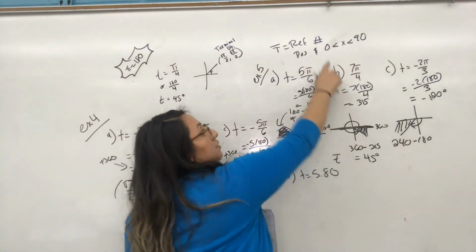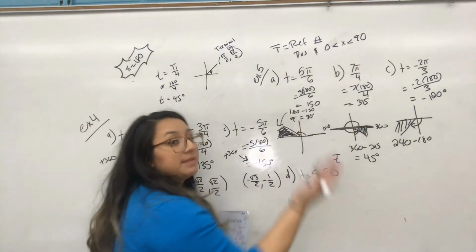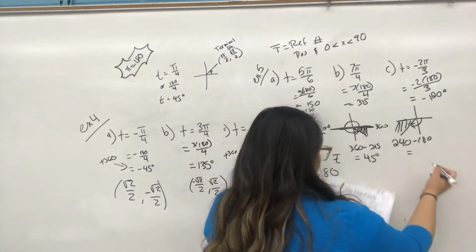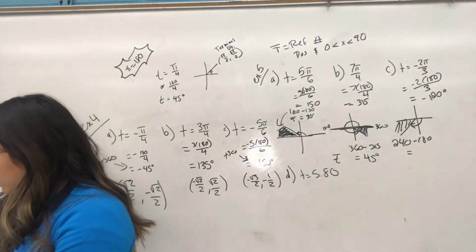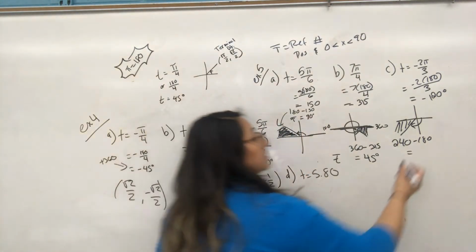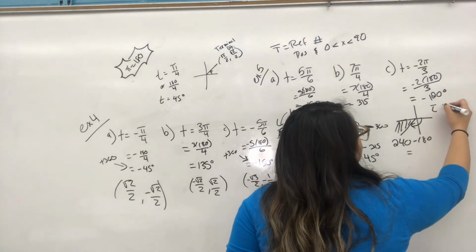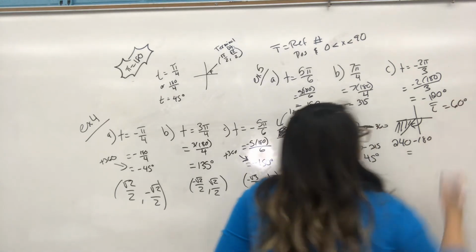So we're trying to get a number between 0 and 90, and it also has to be positive. So now we subtract the 2 and we end up with 60 degrees. So your terminal point is 60 degrees.